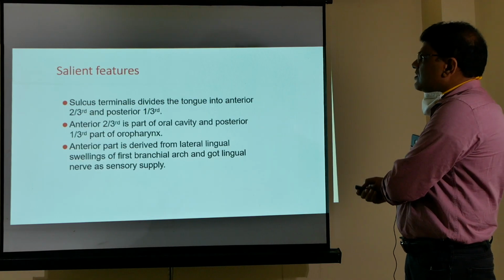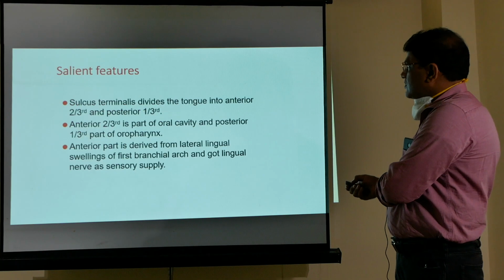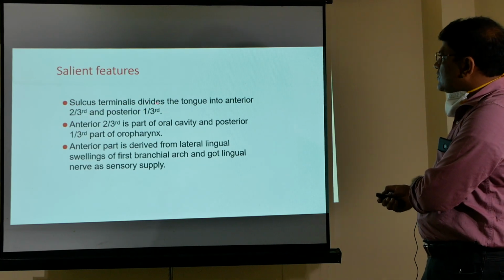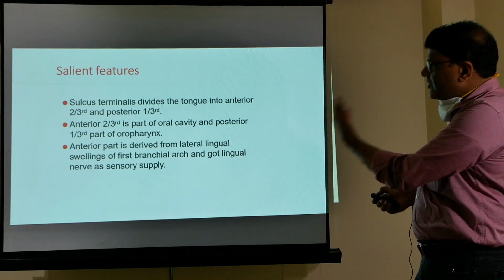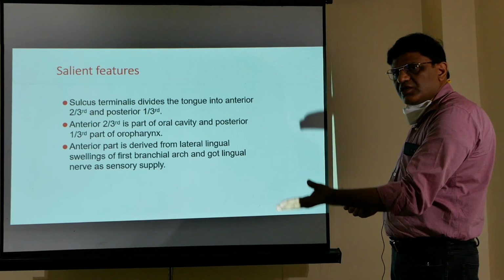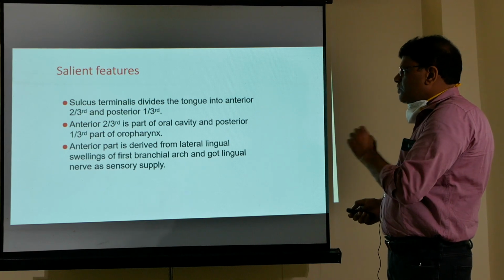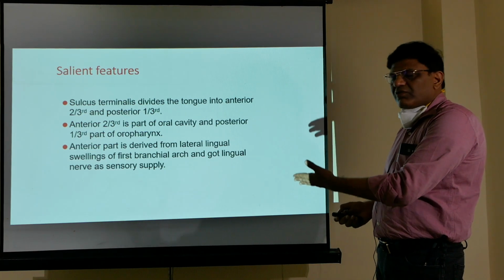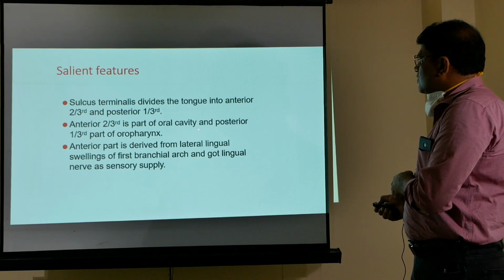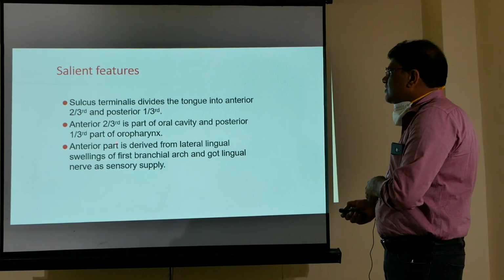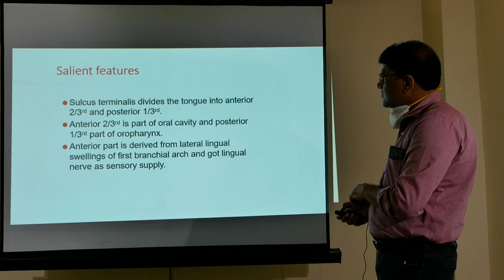Now, what are the salient features? The sulcus terminalis divides the tongue into anterior 2/3 and posterior 1/3, so the lymphatic supply is different. That's why we distinguish anterior 2/3 and posterior 1/3, because malignancies of the posterior 1/3 are very dangerous. Anterior 2/3 is a part of the oral cavity and posterior 1/3 is a part of the oropharynx, as we discussed.